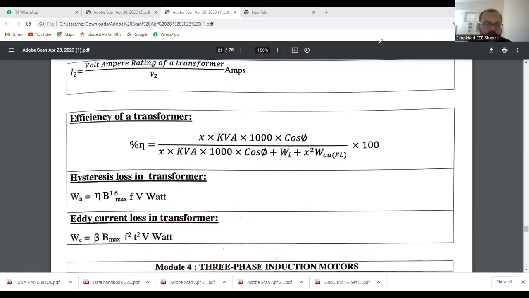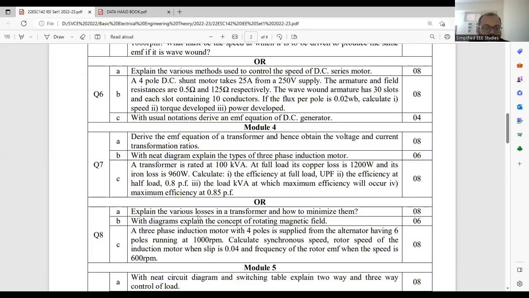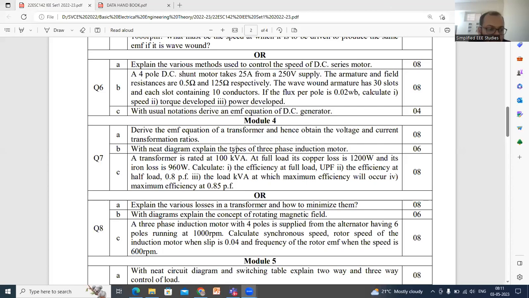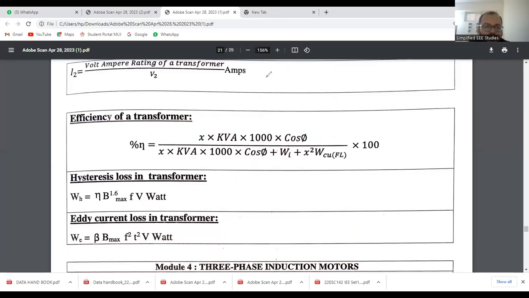Now let me move on to another segment. Explain the various losses of transformer and how to minimize the losses. Transformer losses. There are two types of losses, which is also available in the data handbook. The losses can be broadly divided into two types. First one is copper loss. Another one is called iron loss.